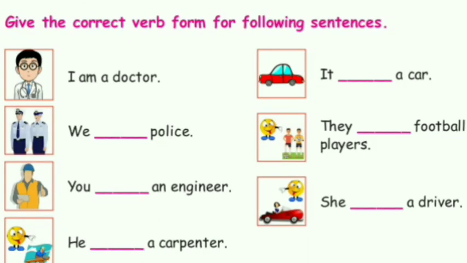And see the next one: give the correct verb form for the following sentences. Number one, I am a doctor. So, after I we should write am for present tense. And the second picture, it is a car. Okay, now can you say the answer for this? Yes, it is a car. The next one is we, the police. We are police is the answer.